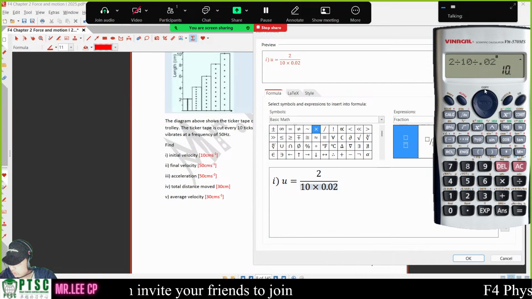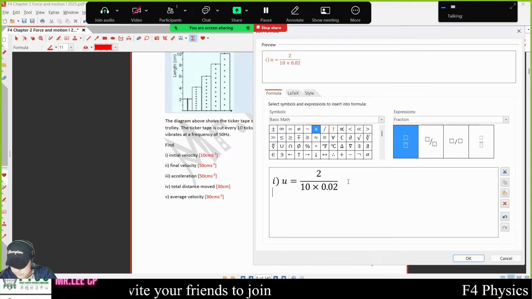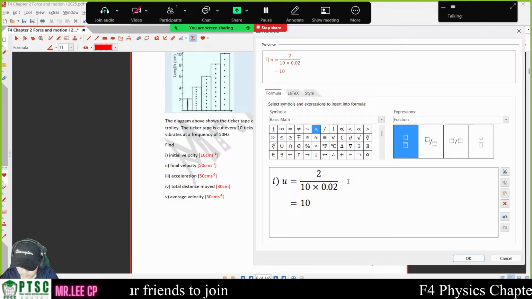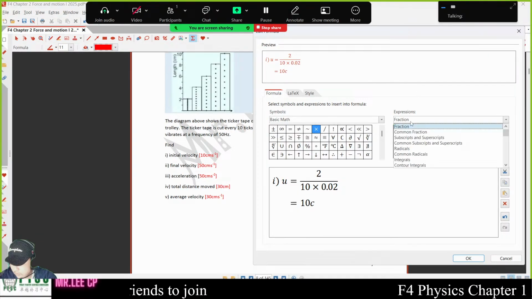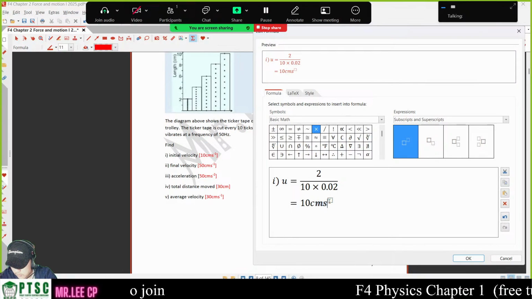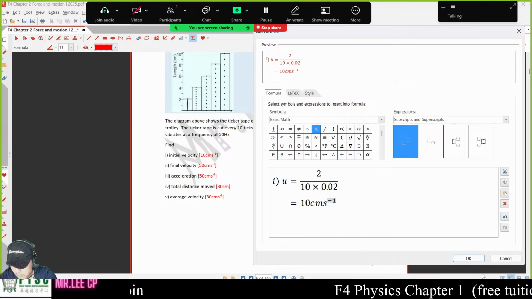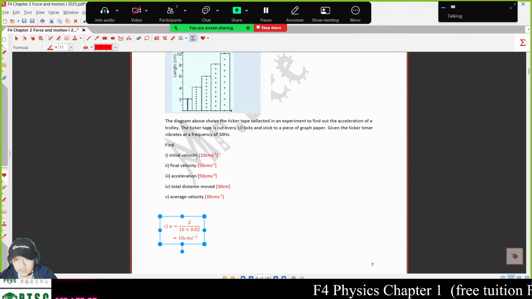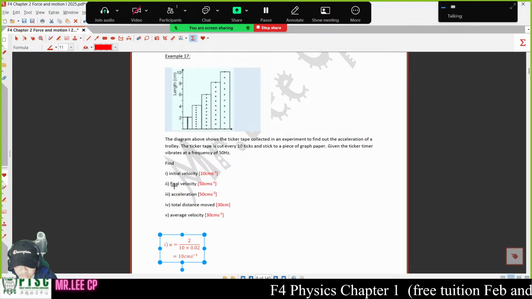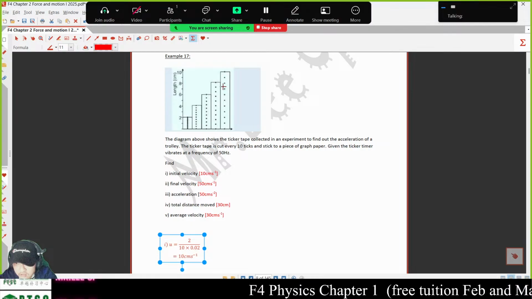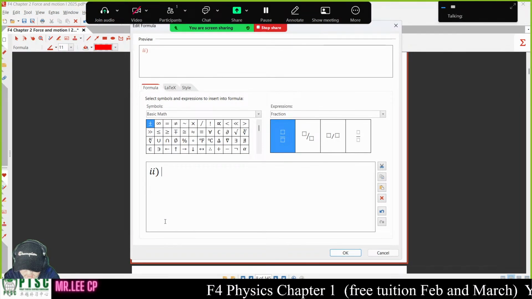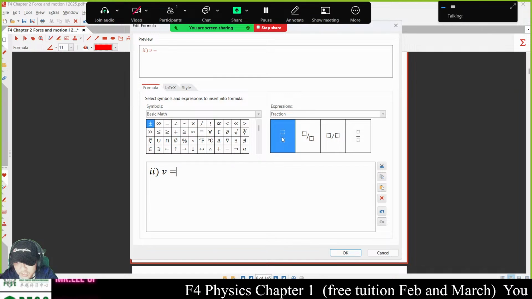So how much will you get? You get 10. So you get 10. Initial velocity, I calculate it. So now I want to find the final velocity. Final velocity is here. Alright. So final velocity is V. V is displacement over time.